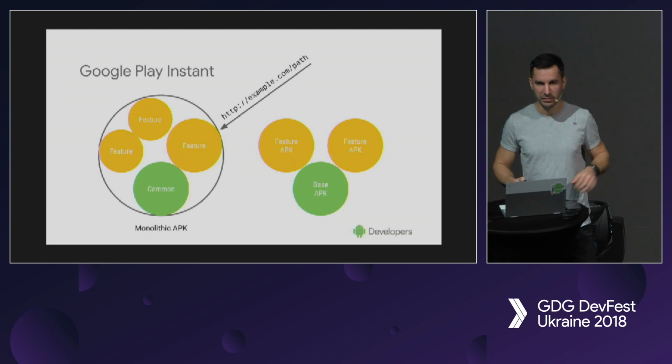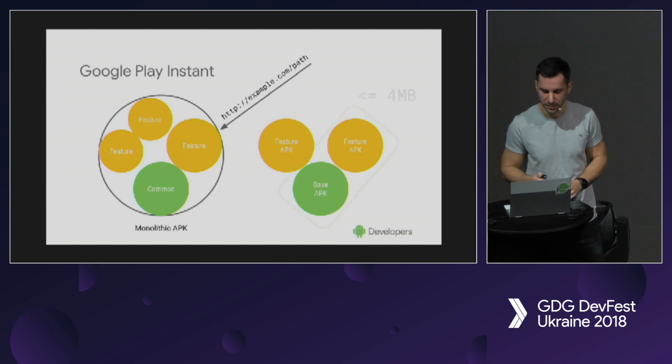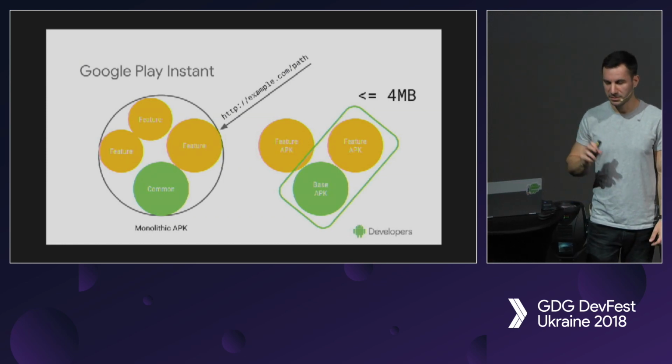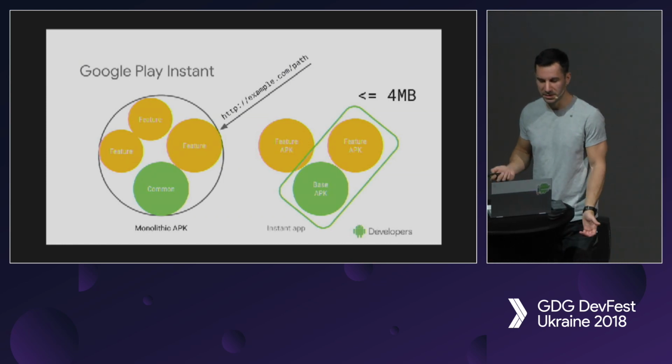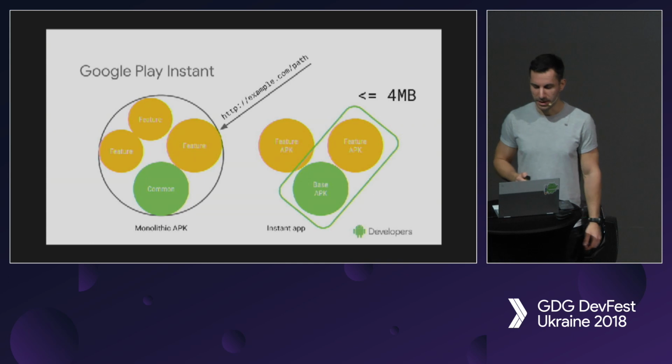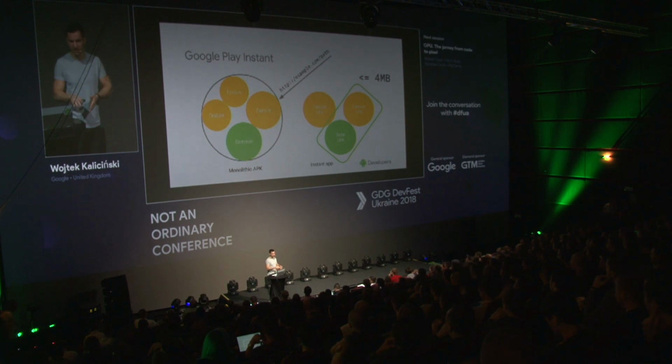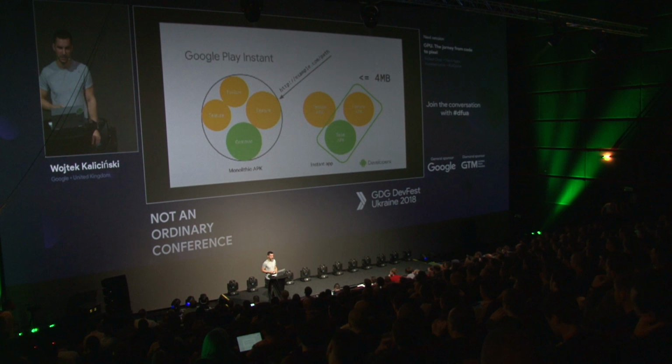And of course, you can have many more features in your app. If any of these combinations of features and base modules are under 4 megs, you basically can have an instant app. And the users can simply click on the URL, and then Google Play will take care of downloading these small feature APKs, installing them quickly in the background, and running the full native experience of your app.